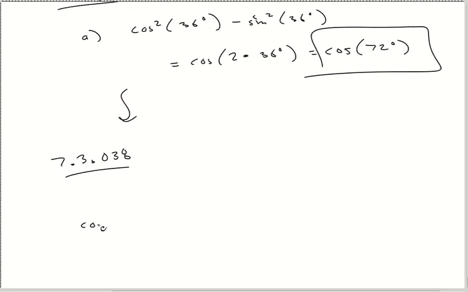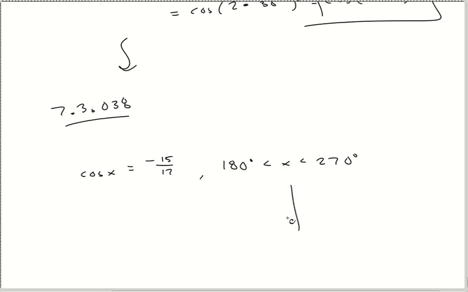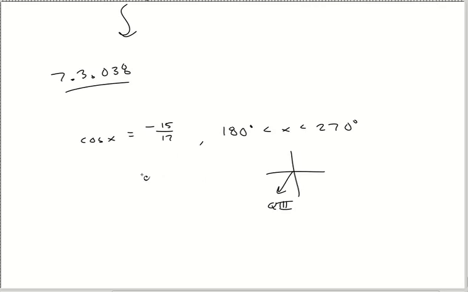73038. I've got cosine of x is equal to negative 15 over 17. And they're saying that my x is somewhere between 180 and 270 degrees. Well, what they're saying is we're down here in quadrant 3. That's what they're trying to say. So in quadrant 3, if I start constructing my triangle for this, notice adjacent over hypotenuse.